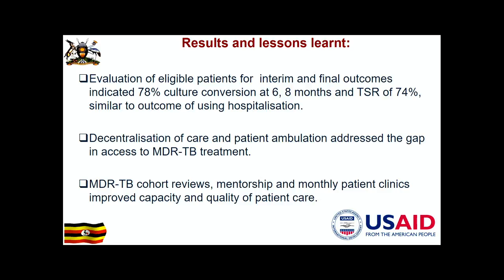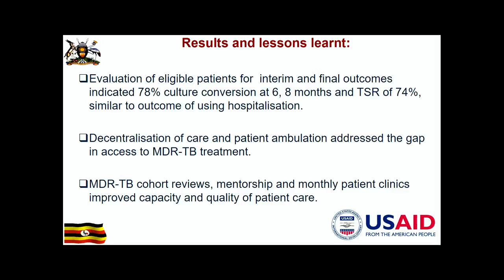During the cohort reviews, we look at the patients for their interim outcomes, 6 months interim, and also look at 12 months progress so that we know whether the health workers are on track in managing the patients and the patients are getting quality of care. And we find that 78% of our patients by 6 months have become culture negative. Our treatment success is at 74%, which is, I think, acceptable.